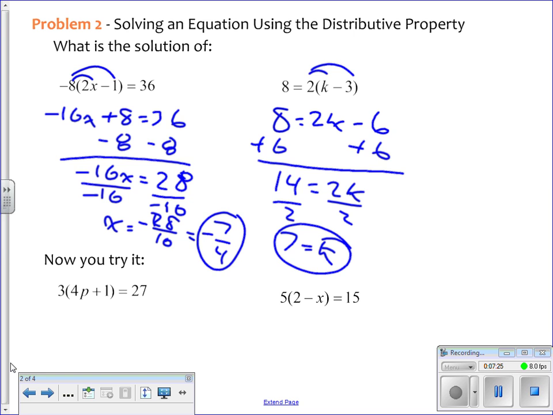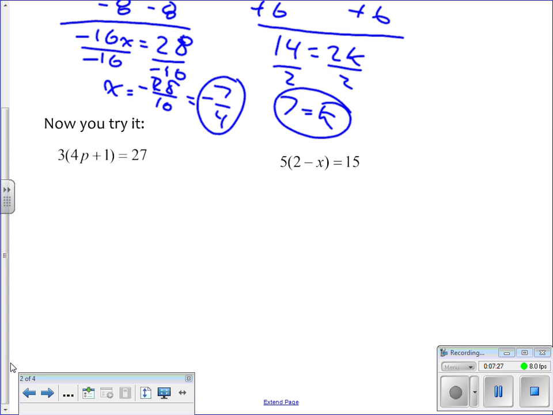Your turn. Do those two. Give those two a try.